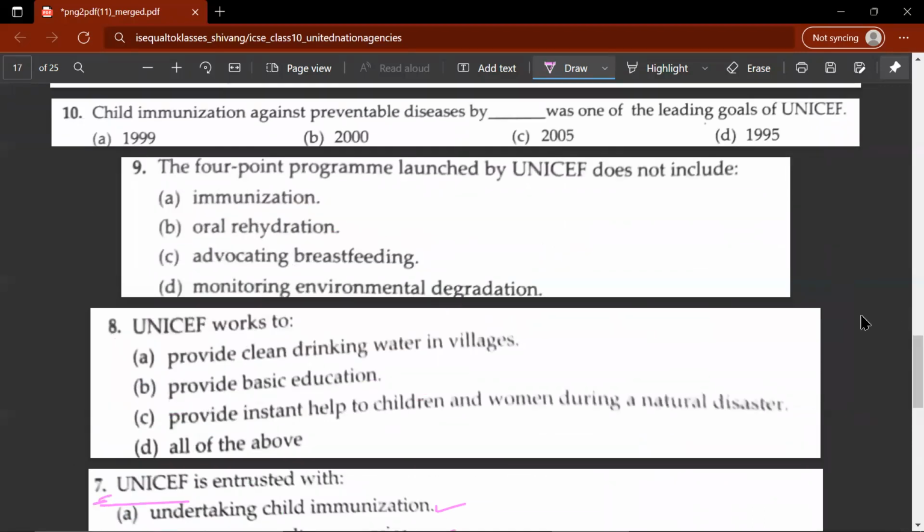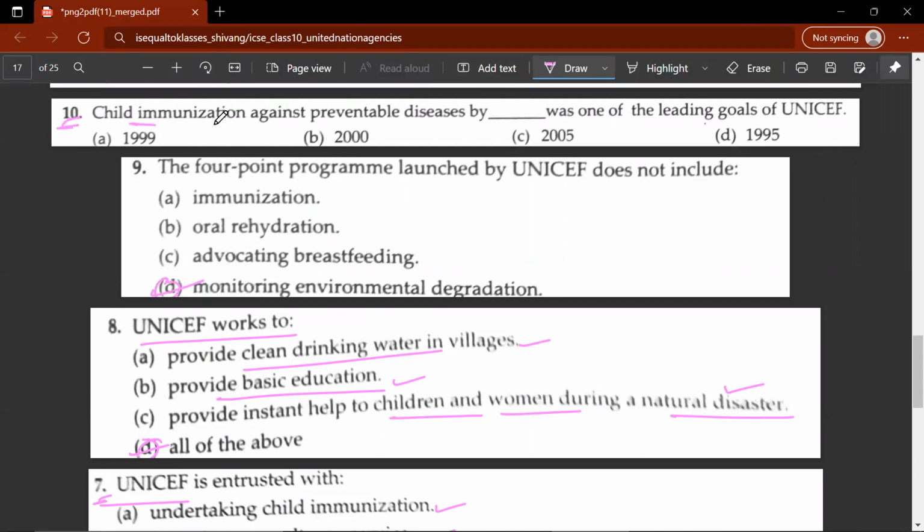Let's move on to the eighth question. UNICEF works to provide clean drinking water to villages, providing basic education, providing instant help to children and women during a natural disaster. So D would be the correct answer. Let's move on to the ninth question. The 4-point program launched by UNICEF does not include. So it does not include monitoring environmental degradation.